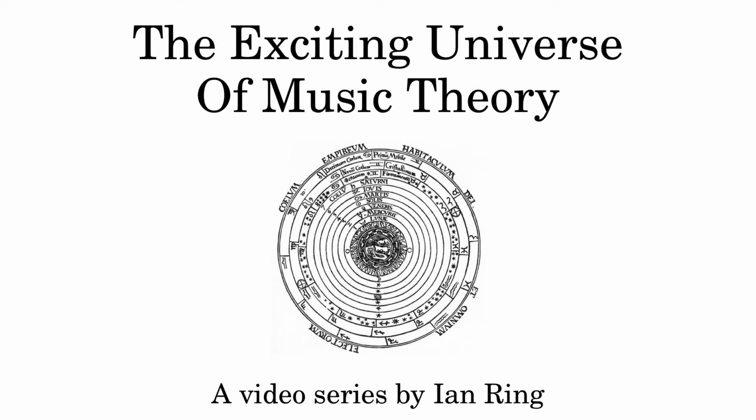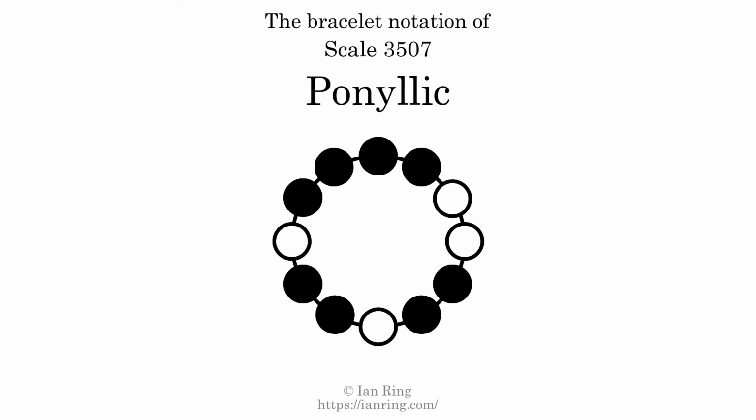Welcome to the exciting universe of music theory. Are you ready to learn? Then let's begin. Today we will talk about scale 3507, Ponyllic, which sounds like this.